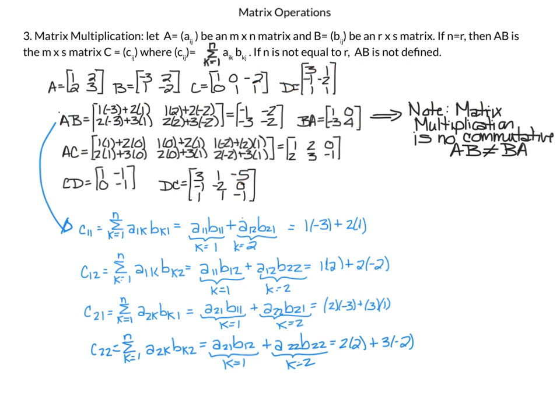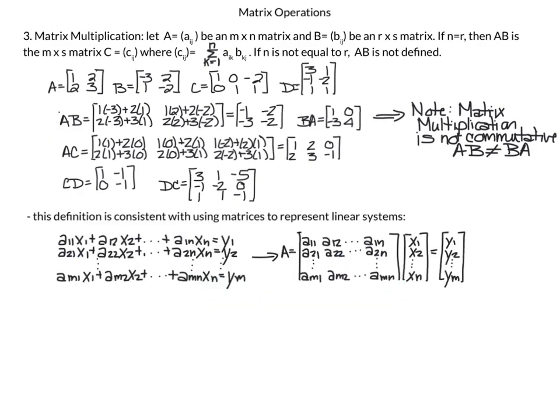And then the last, third row, first column, that gives us 1. Third row, second column, that gives us 1. Third row, third column, that gives us negative 2 plus 1 is minus 1. So you will notice that CD does not equal DC, and in general, matrix multiplication is not commutative.